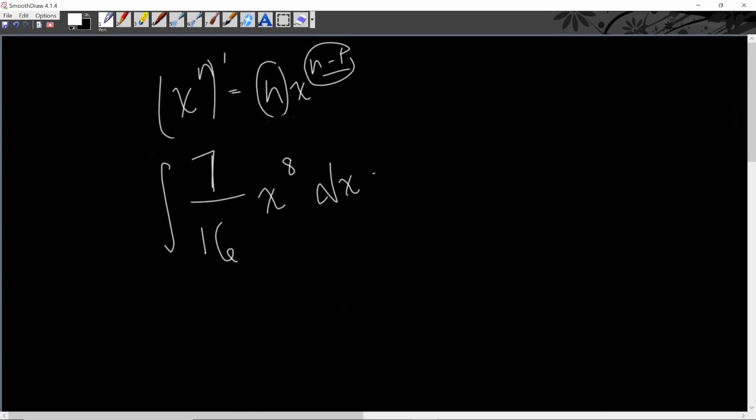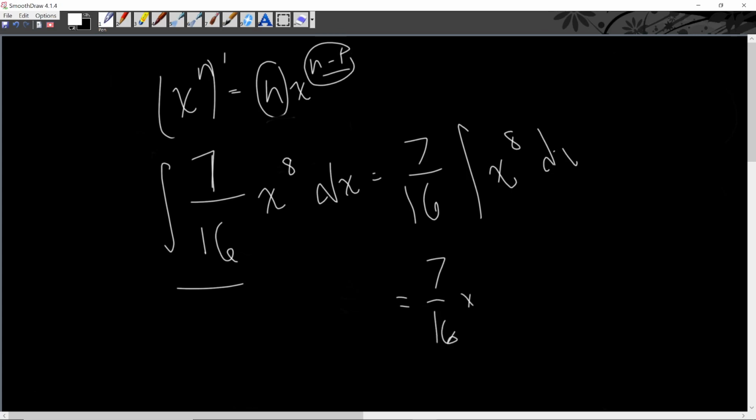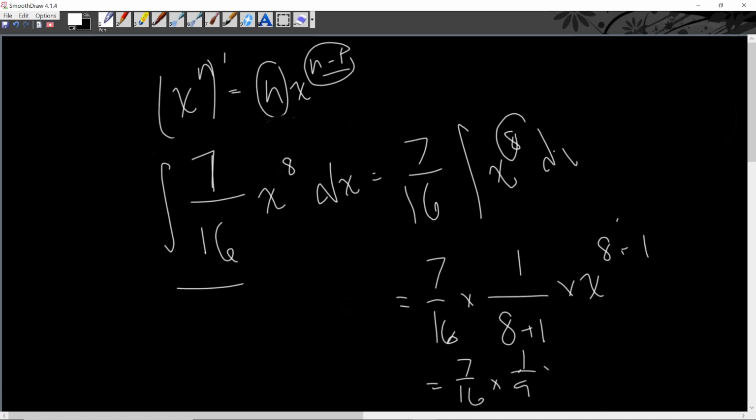This might look difficult, but this is relatively normal as well. 7 over 16 is a constant, so we can pull that out: 7 over 16 times the integral of x to the 8 dx. And now from here we do n plus 1 over n plus 1, so 7 over 16 times 1 over 8 plus 1 times x to the 8 plus 1. So that's going to be 7 over 16 times 1 over 9 times x to the 9.